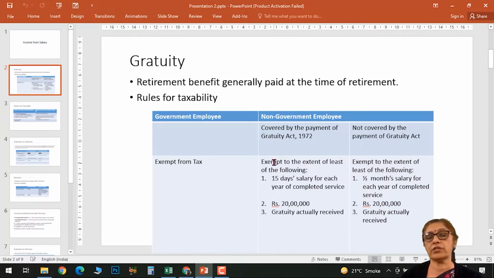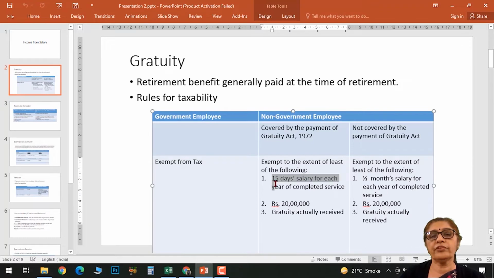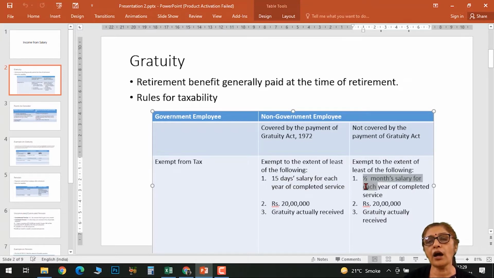Now see, what's the difference? First, 15 days salary for each year of completed service. So what do we find out? First, we shall find out his total service. For every 1 year of service, we shall find out 15 days of salary. But here we do not say 15 days, we say half month salary for each year of service.